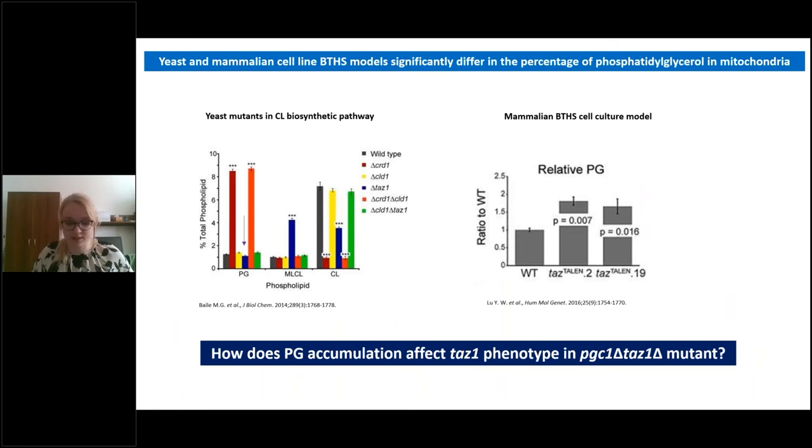Yeast Saccharomyces cerevisiae has served as a powerful tool to study the cardiolipin biosynthetic pathway, mainly due to the existence of viable mutants. And the yeast taz1 mutant has been used in several studies that significantly contributed to our knowledge of Barth syndrome. However, the yeast taz1 model showed only mild defects compared to those observed due to TAZ mutation in other organisms. One difference between the yeast taz1 mutant and some mammalian Barth syndrome cell culture models is that these mammalian cells accumulate not only monolysocardiolipin, but also phosphatidylglycerol, which is kept low in the yeast taz1 mutant. Therefore, we decided to look at the effect of phosphatidylglycerol accumulation in the yeast Barth syndrome model, and we prepared the double mutant pgc1 taz1.